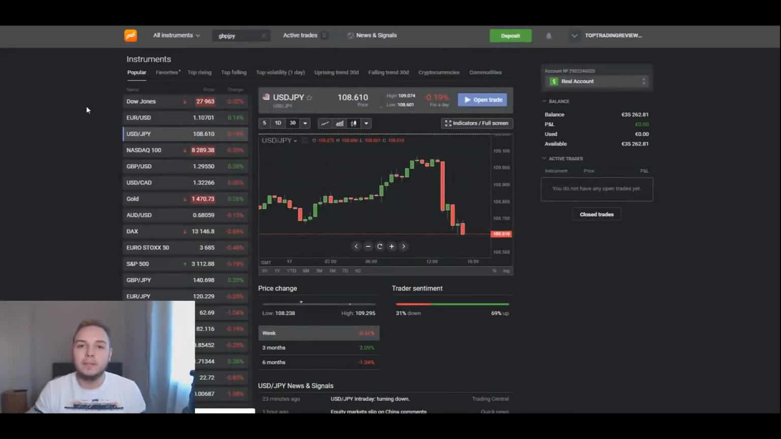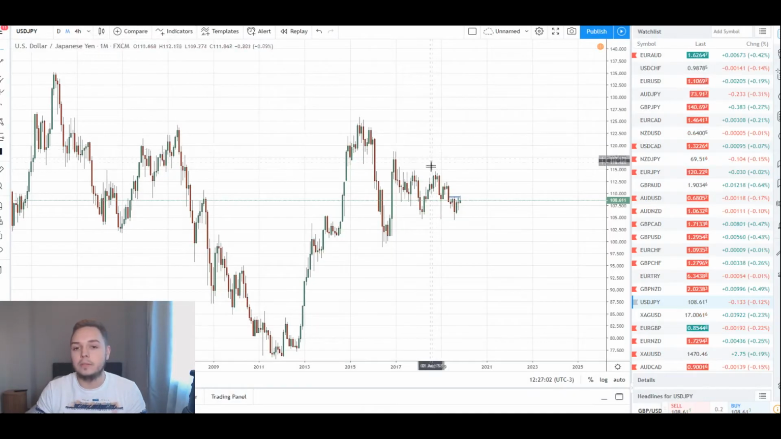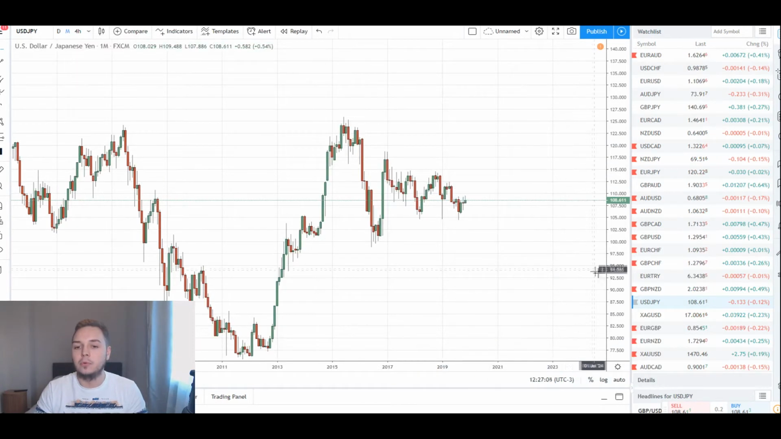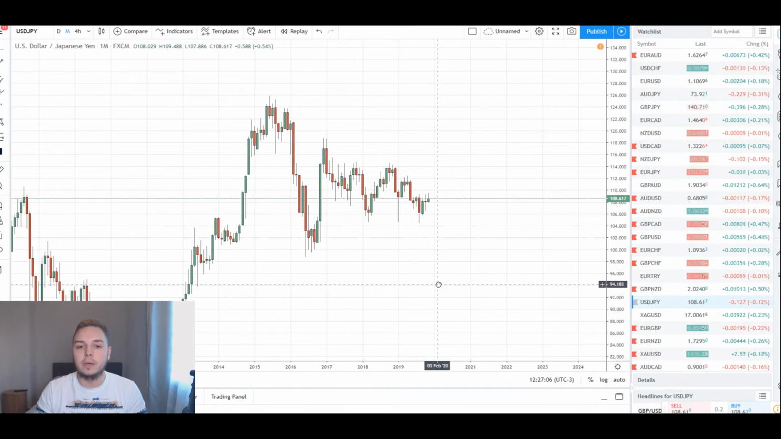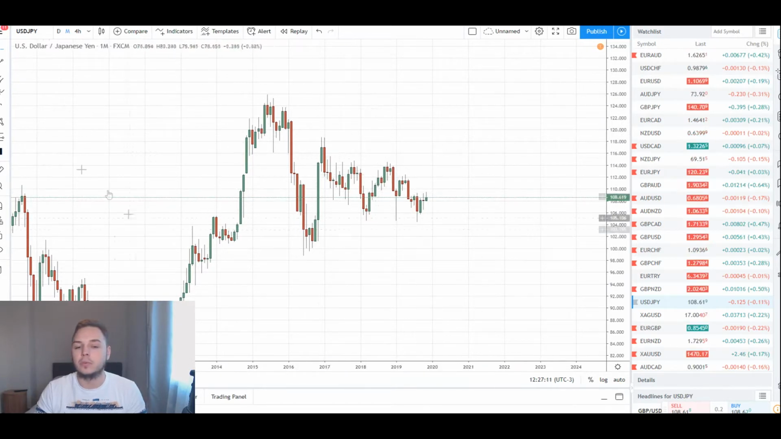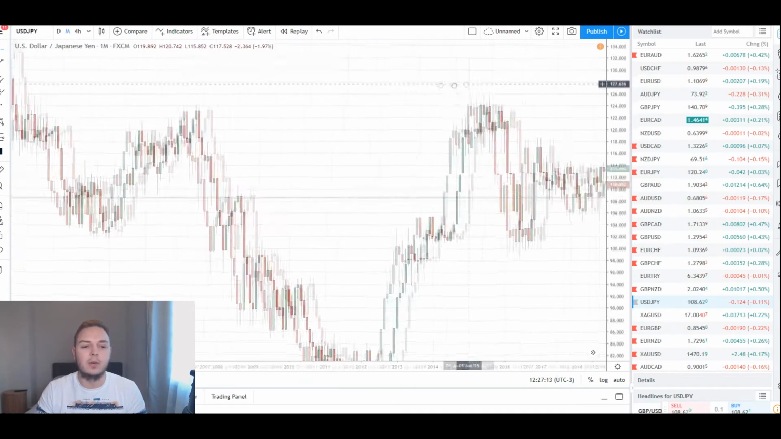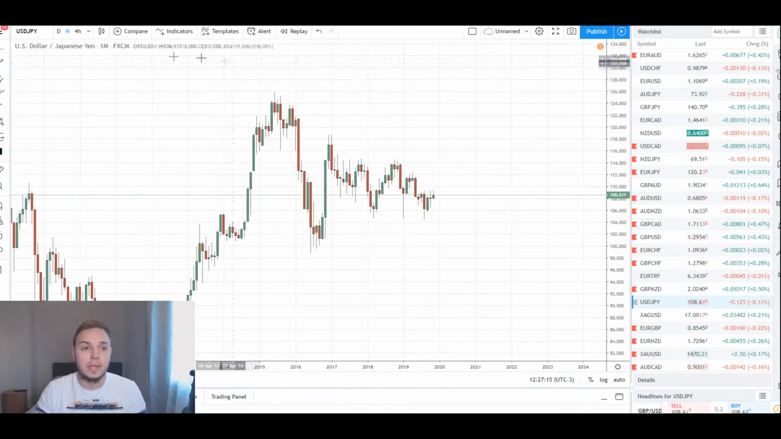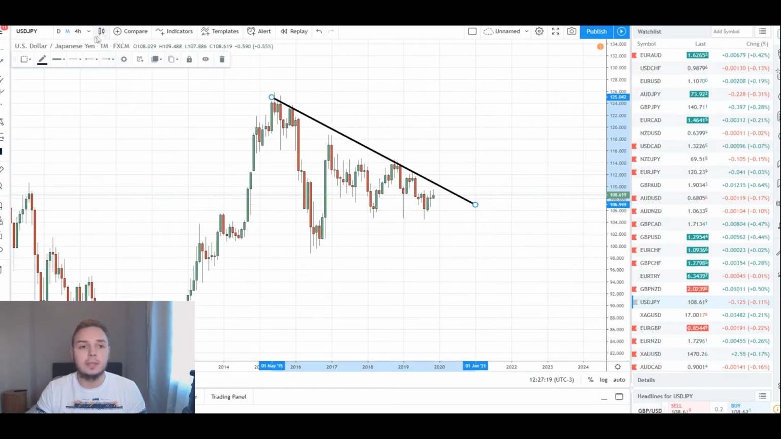So before we enter our trades, we need to do our own analysis. USD/JPY, let's do it on the monthly. Remove any indicators or drawings that we had previously. As you can see over here, this chart goes from 2009 or even longer, probably like 19-something. Anyway, what's the first thing we see? We see a downtrend, clear downtrend.